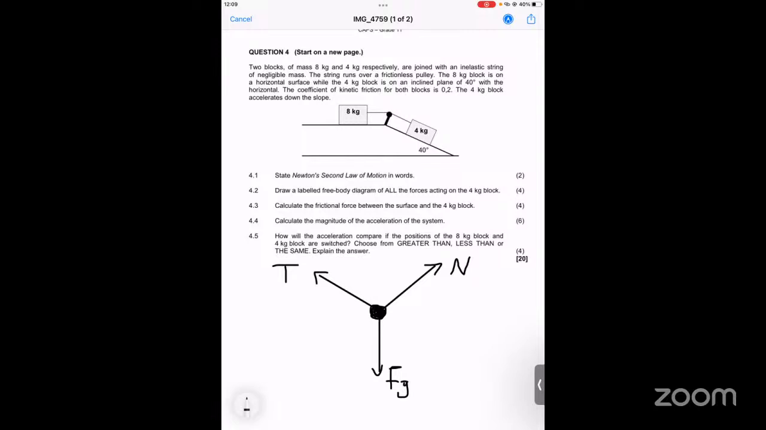You see that last sentence, not the last, but that part which says the coefficient of kinetic friction for both blocks is 0.2. Can you see? Yes, sir. Yeah, so that's what makes that force of friction to exist, is because of that reason. And that's how you will do a labeled free body diagram. Makes sense? Yes, sir. Okay, then it's fine.